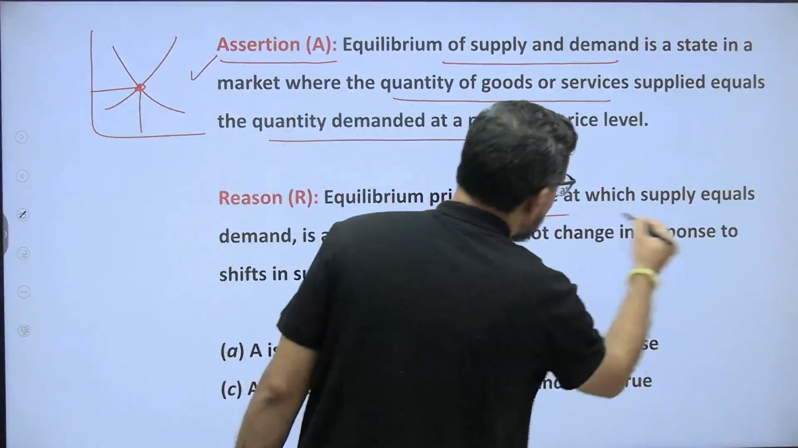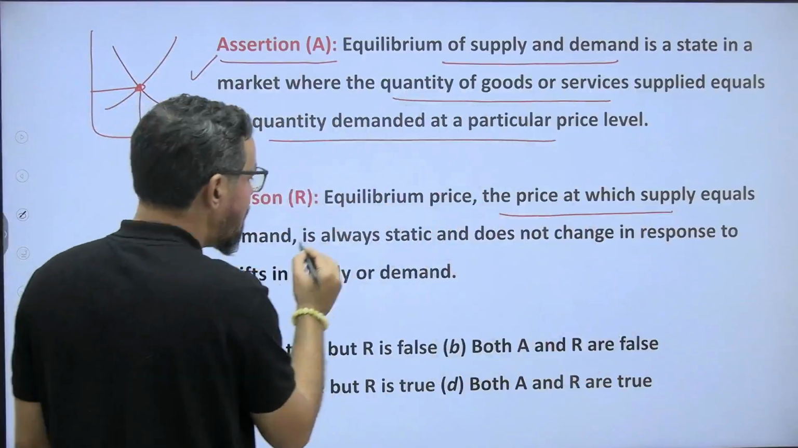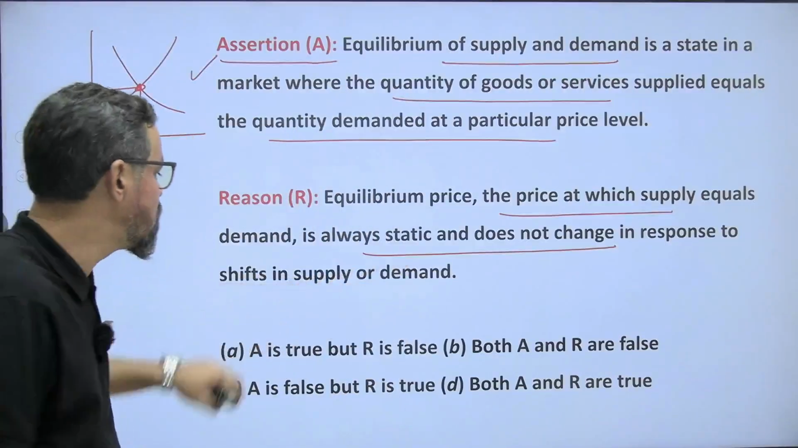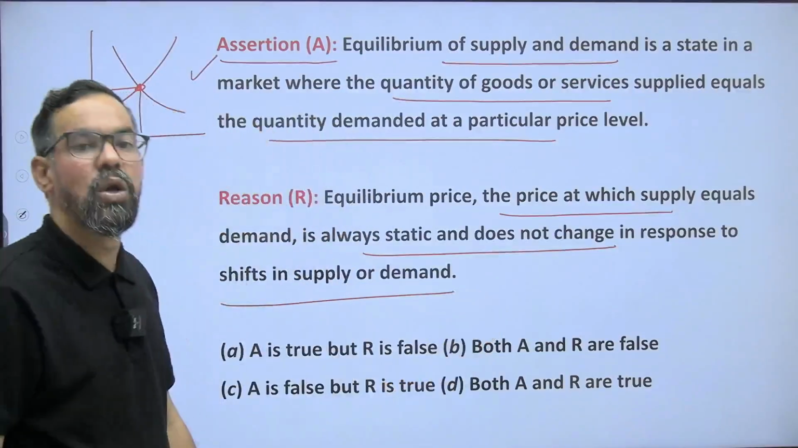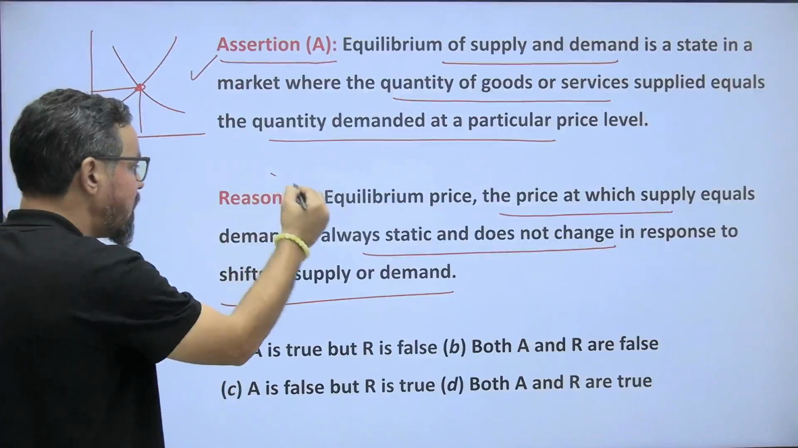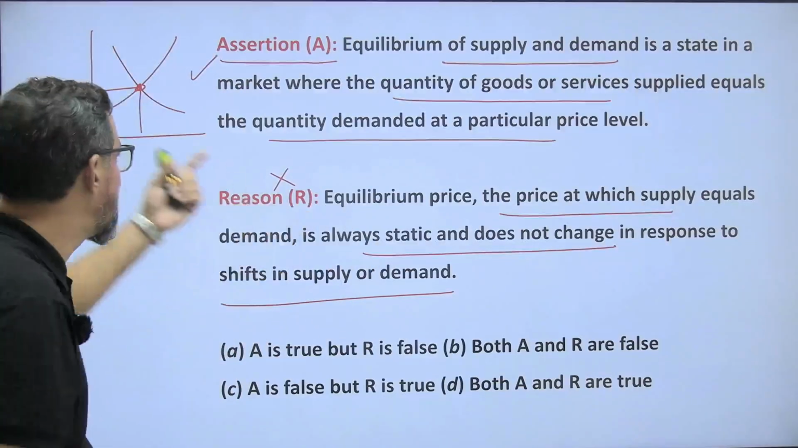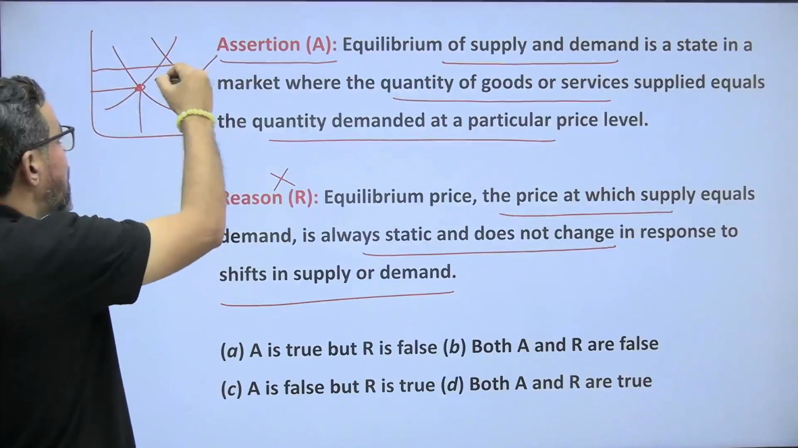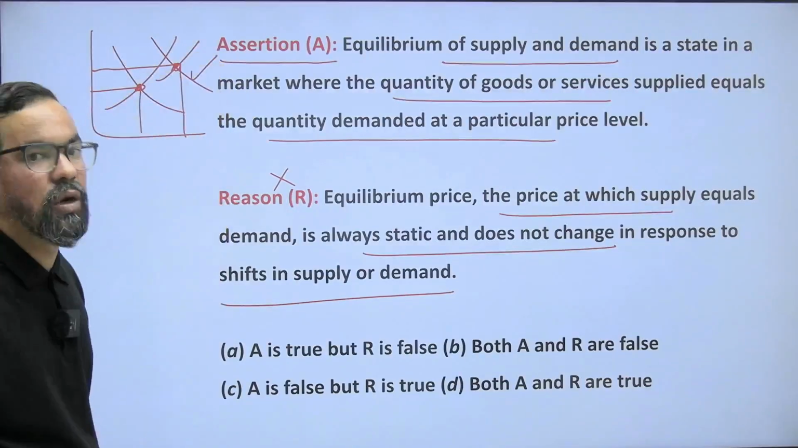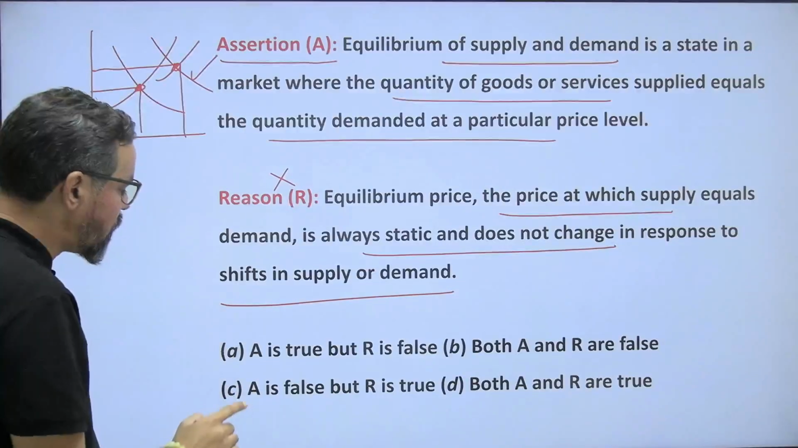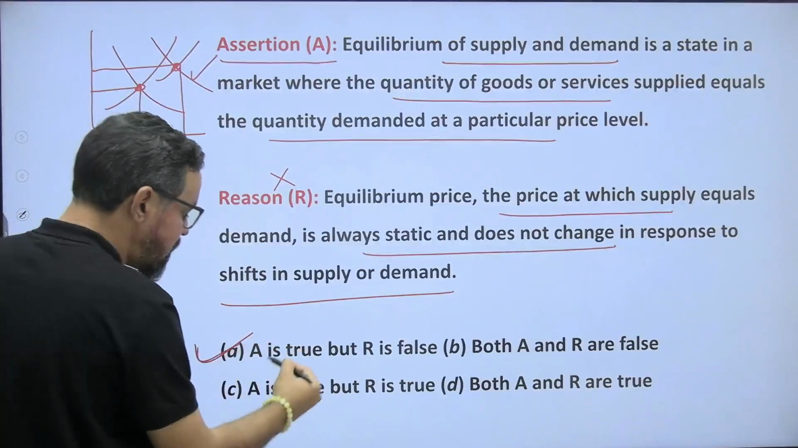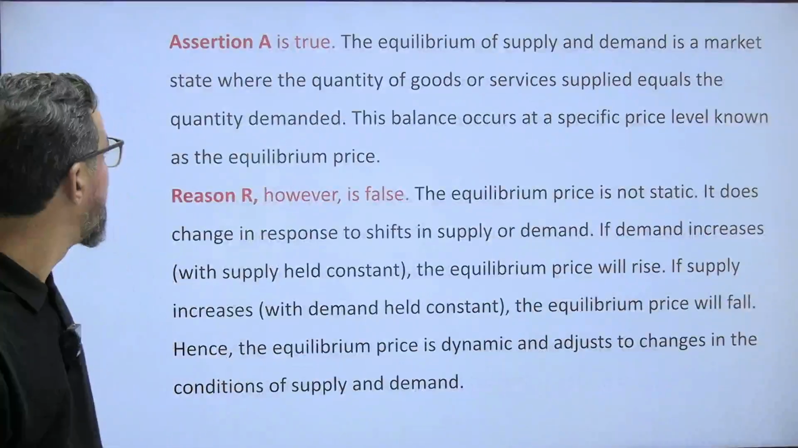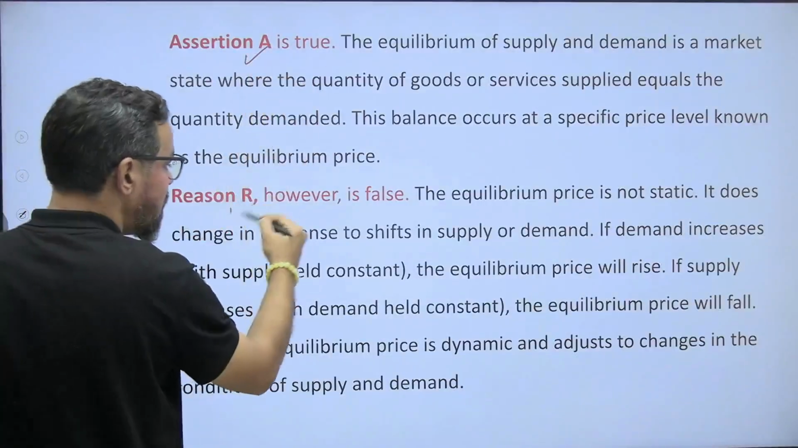Reason: equilibrium price, the price at which supply equals demand, is always static and does not change in response to shifts in supply or demand. No, wrong. This is wrong, team. Why is this wrong? Because it changes with these shifts. Later on, another equilibrium can be this, and another equilibrium can be this also. So it is not static, right? So A is true and the reason R is false. That means A only will be the correct answer for this one.